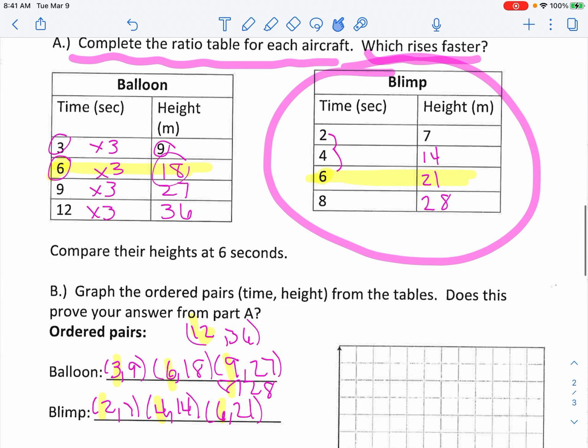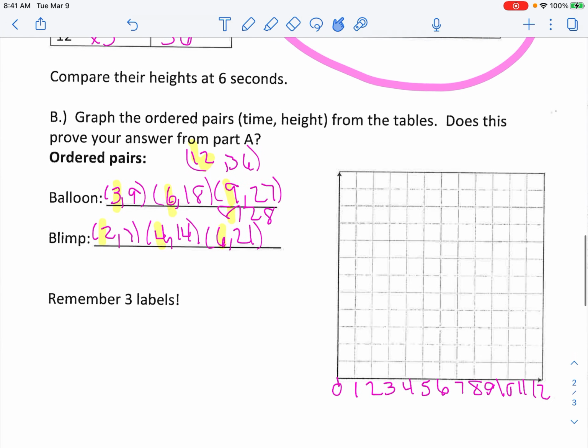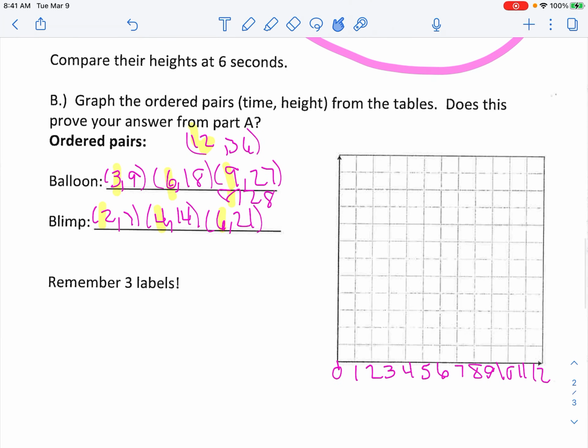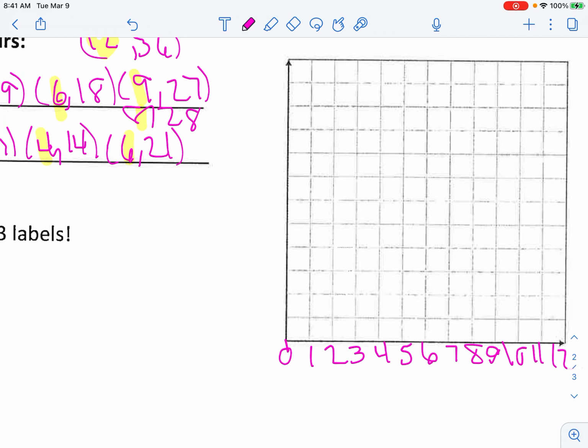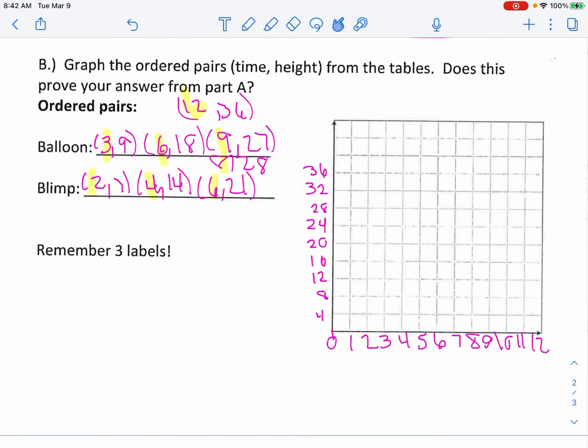Now, going up to the y values, I see my greatest y value is 36. Well, I don't have 36 lines. So I'm actually going to count by 4s over here. So 4 times 2 is 8, 4 times 3 is 12, 16, 20, 24, 28, 32, 36.